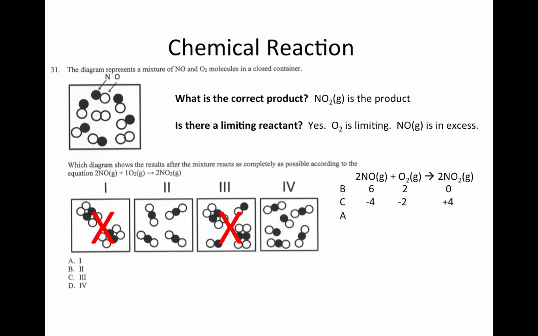It changes by the NO going down by 4 molecules, the O2 going down by 2 molecules, and the NO2 increasing by 4. These changes are consistent with the coefficients within the balanced chemical equation. The O2 was the limiting reactant. I use up all of that and the reaction stops. So afterwards I don't have any O2 left. I'd have 2 NO molecules remaining and 4 NO2 molecules. That's what I find in image 4.